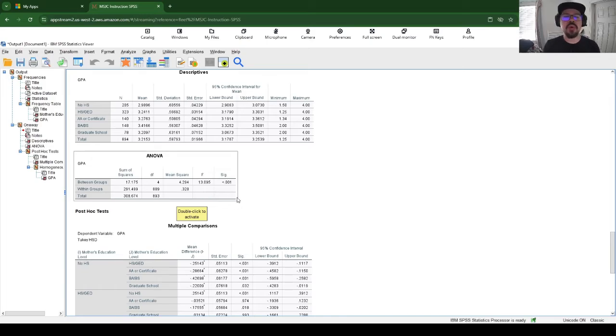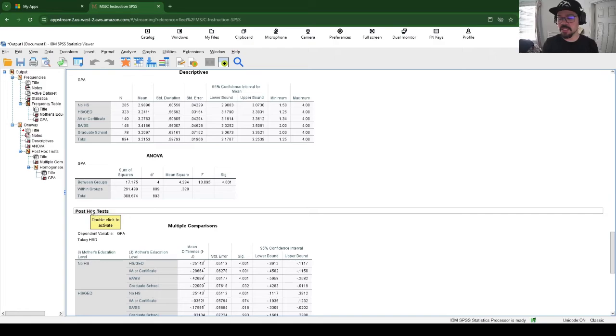This significance level is what you need to compare against 0.05 in order to determine significance. If this significance level is less than 0.05, your test does have significance. If this is greater than 0.05, your test does not have significance. In this particular case, our significance for this ANOVA is less than 0.001, which means that there's a significant difference somewhere in here, okay? Between this descriptives table and this ANOVA table, we don't yet know where that significant difference is. That's where this multiple comparisons table comes in. Notice that this is listed under the post hoc tests.